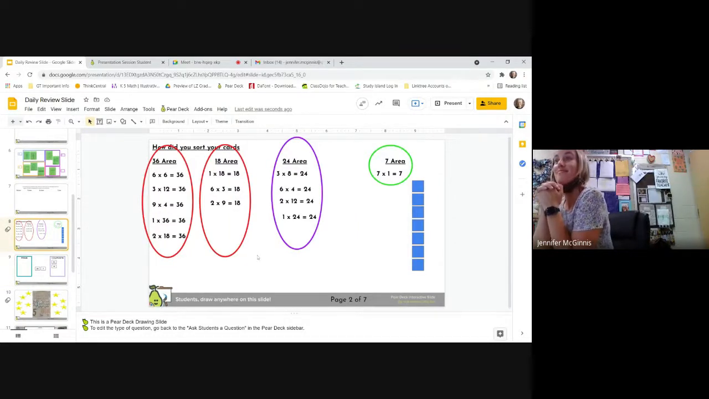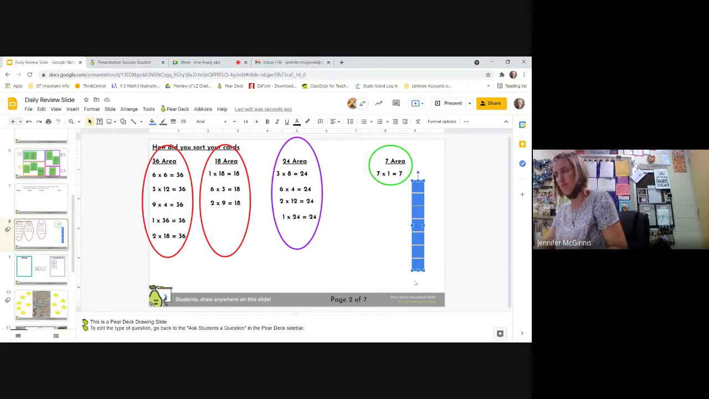36 is even. 18 is even. 18, 36, and 24 are even. 7 is odd. Good. Now, can you have some odd numbers that are composite? What about 21? Watch this.